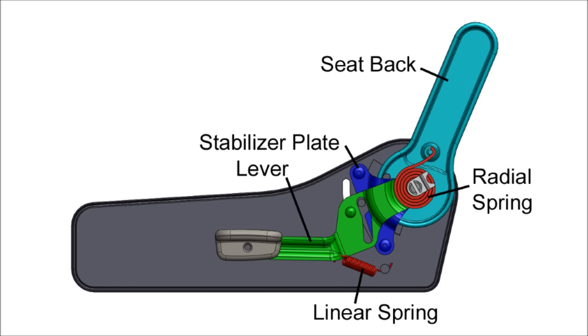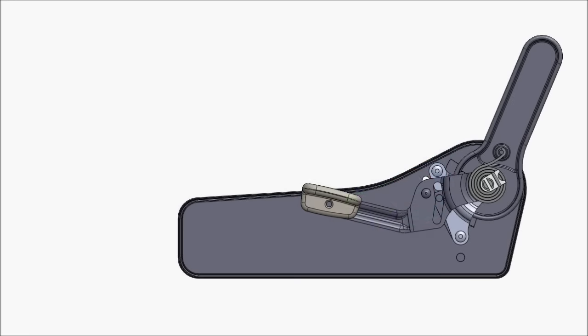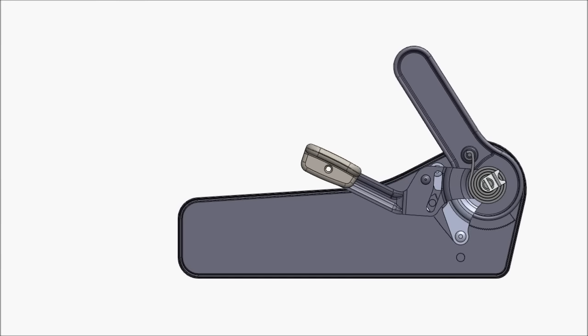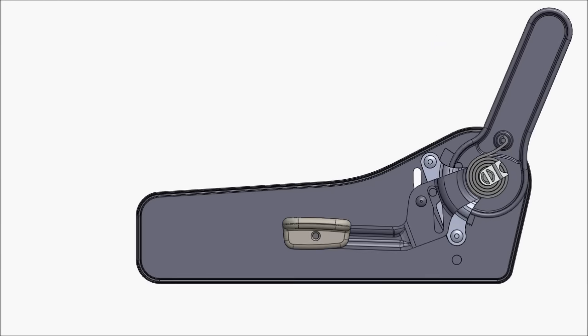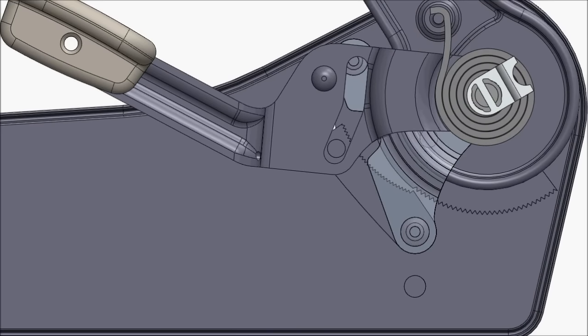Now that we understand the movement of the seatback adjuster, we will introduce a bit of terminology to the internal components. Now we will examine the function of the seatback without the cover. Let's take a closer look with the stabilizer plate transparent.